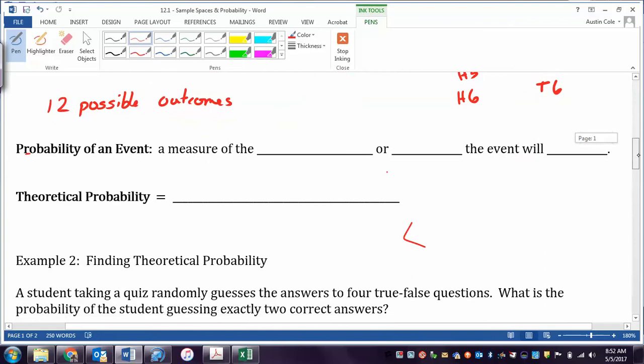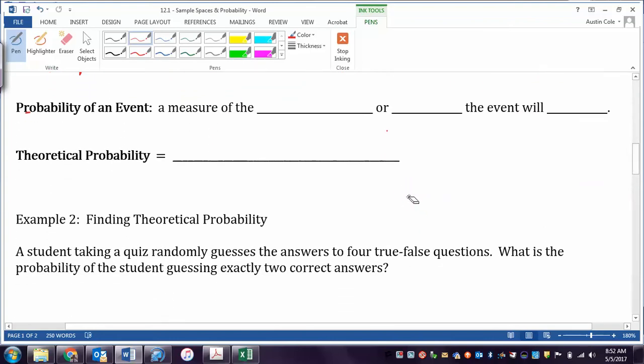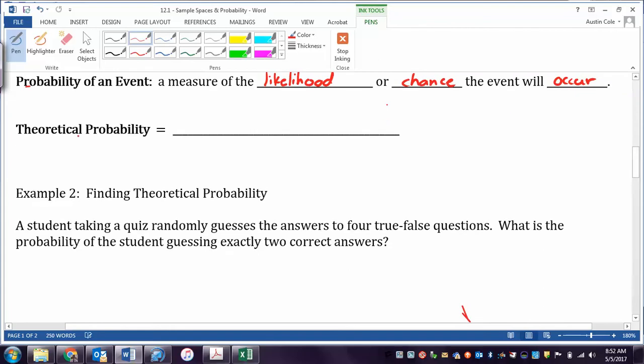Okay, next key thing here is talking about probability of an event. The probability of an event is the measure of the likelihood or chance the event will occur. So the probability of an event is just, what are the chances of this actually happening? And a theoretical probability is basically by the books. What's the probability that this is going to happen? In experimental probability, that might not always match up, but theoretical probability is, what are the chances? What's the likelihood? And that is the number of favorable outcomes.